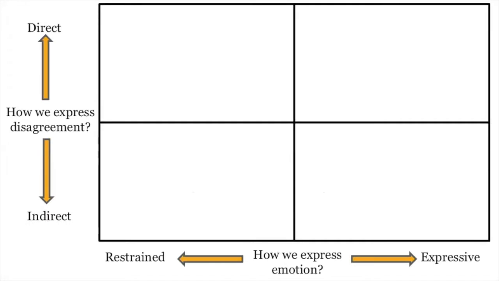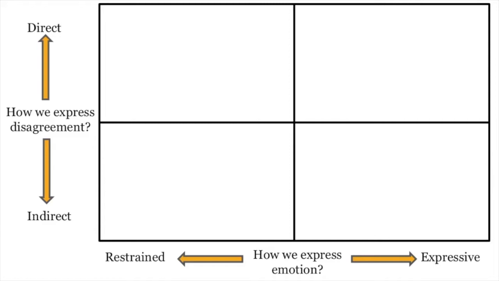The ICS was developed by Mitchell Hammer as a way for us to focus on two main features when entering into a conflict. The first one is how we express disagreement, and he looked at this at two extremes: an individual could be indirect or direct in their argument. On the opposite axis, we look at how we express emotion, with two extremes in which an individual could be emotionally restrained or emotionally expressive. You can see that there are four quadrants, meaning that there are four different intercultural conflict styles.